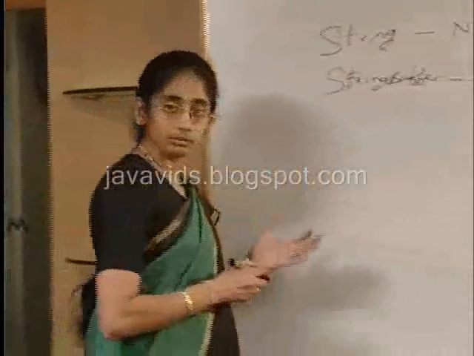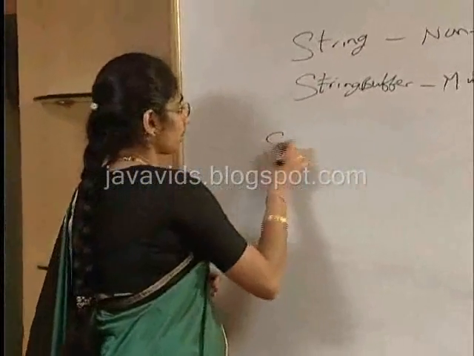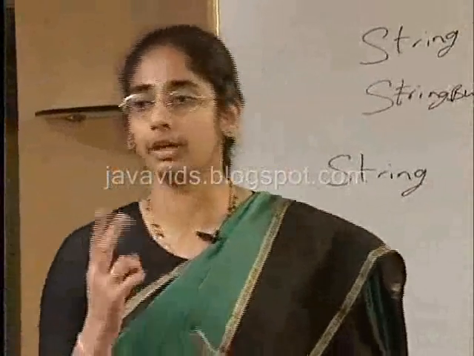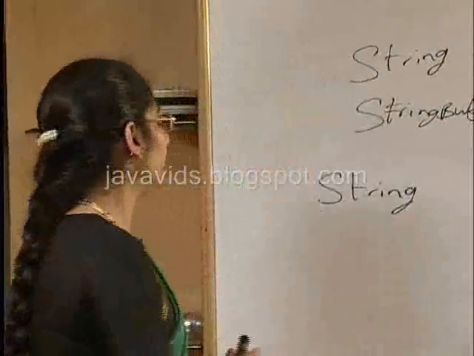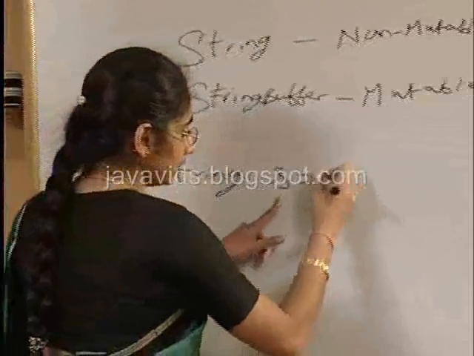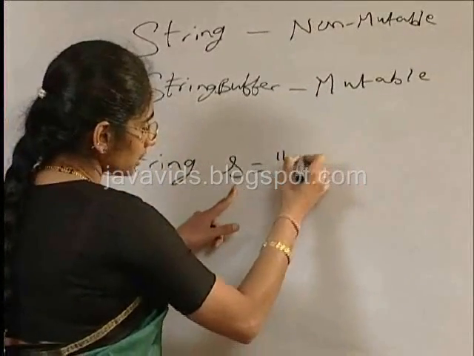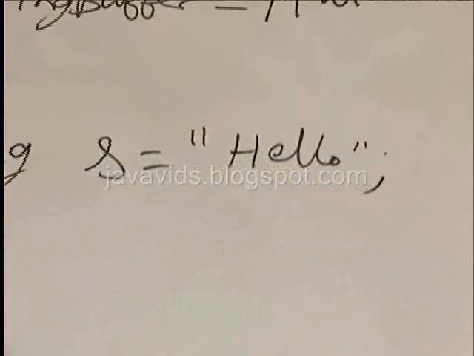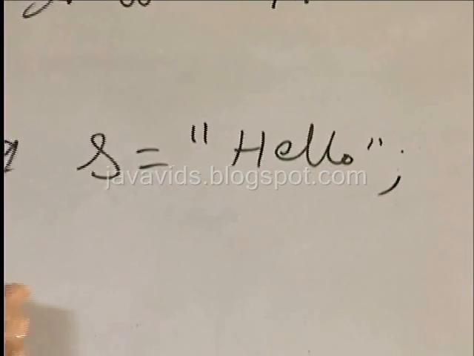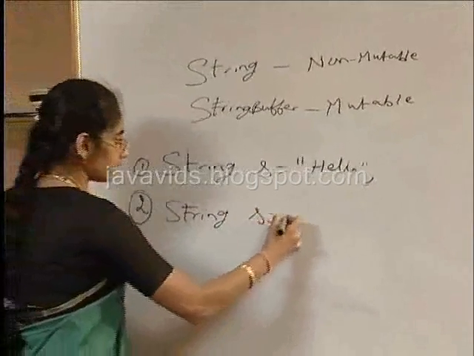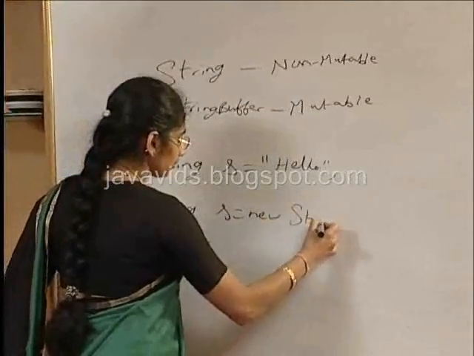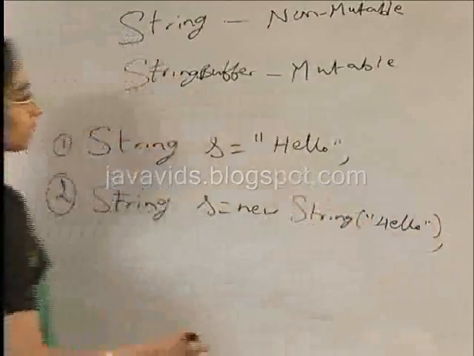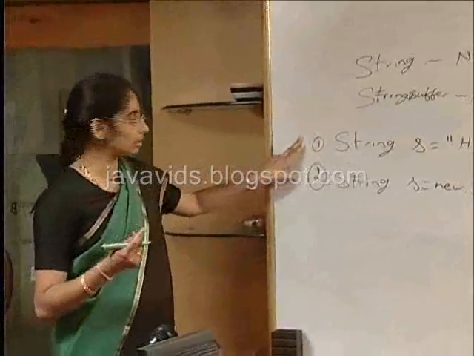How do you therefore work with a string class? You can create a string object in two ways. Either by declaring a variable and initializing this variable with a value, so let's say hello. Or the second way is by creating an instance of a class: String s is equal to new String of hello. So these are the two ways of creating a string object.